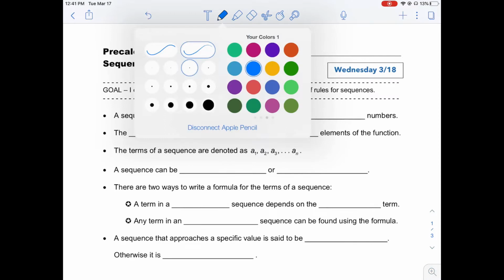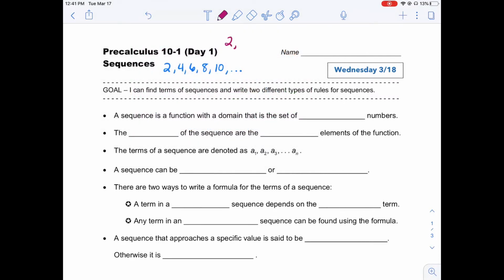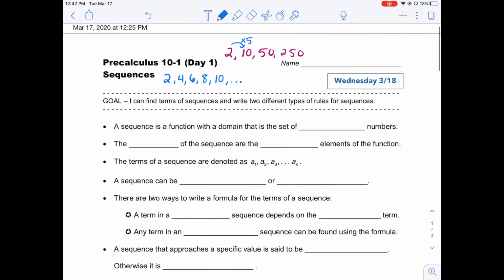Let's do another one that starts with 2. What if I said another sequence is 2, 10, 50, and 250? This one's maybe not quite so obvious, but if we think about it here for a second, to get from 2 to 10, I could either add 8 or I could multiply by 5. To get from 10 to 50, I don't add 8, but I do multiply by 5. And again, here I multiply by 5. So I could keep the pattern going if I wanted by multiplying by 5.